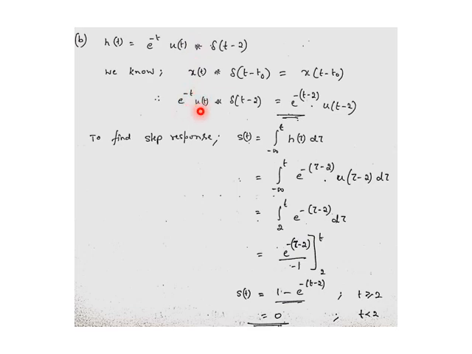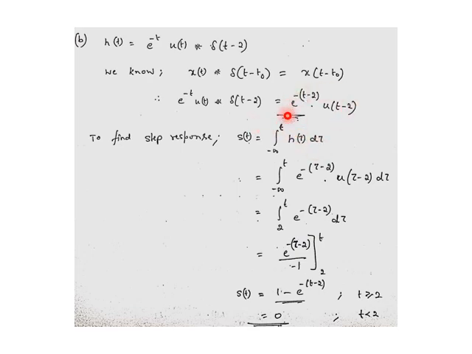So e to the power minus t into u of t is x of t, convolved with delta t minus t naught, that is delta t minus 2, so here t naught is 2. So x of t minus t naught means e to the power minus (t minus 2) into u of t minus 2. So we have simplified h of t as e to the power minus (t minus 2) into u of t minus 2. For this h of t, I have to calculate the step response. We know the step response equation: previously I considered the integration from minus infinity to t of h of tau d tau.